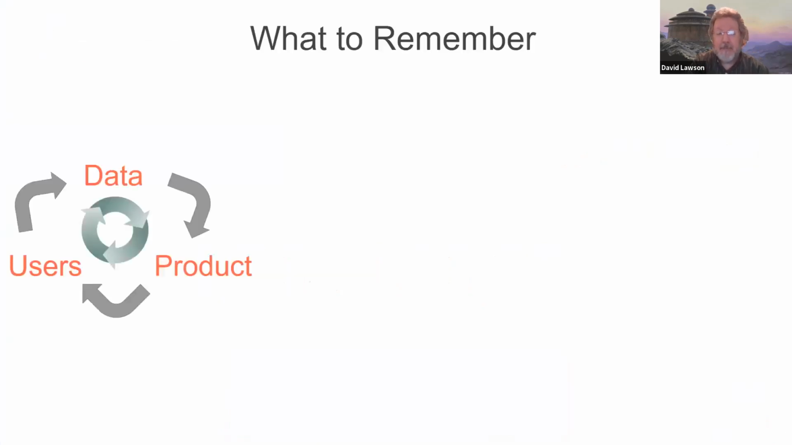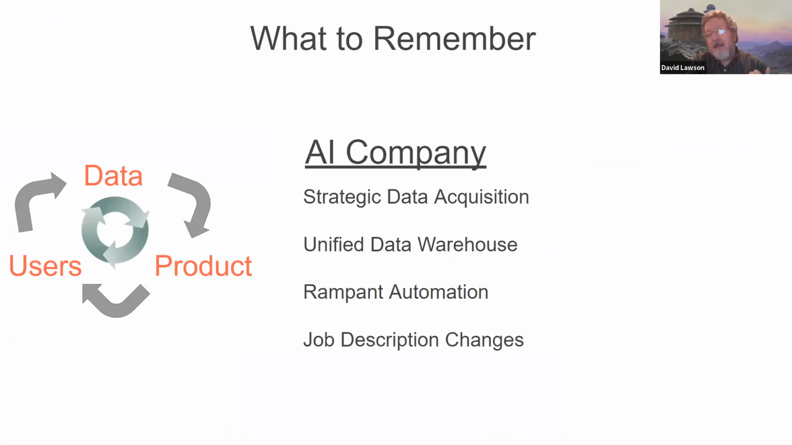So a couple things to remember. You saw the data, the product, the users. Strategic data acquisition. You've got to figure out, what is the data I'm going to need? How can I improve the data that I'm acquiring? You need some kind of unified data warehouse, or if you want to talk big data language, a data lake. It's just a place where you can put this together and be able to deal with it.